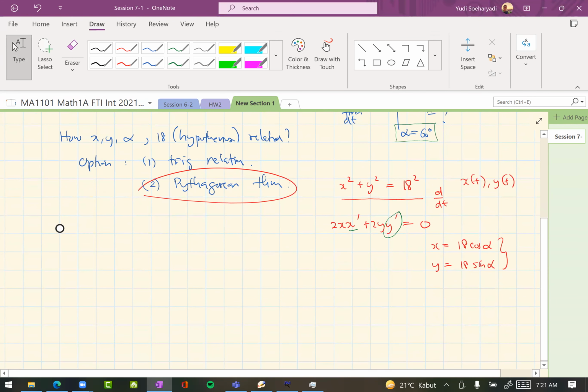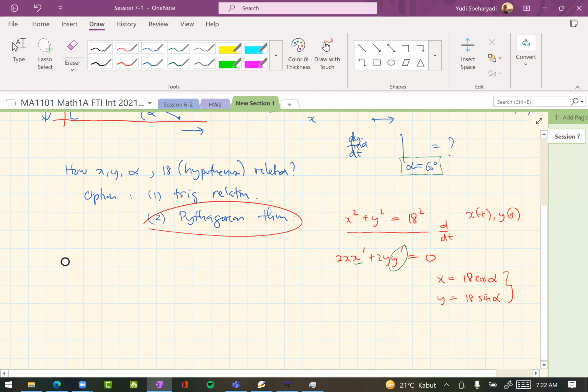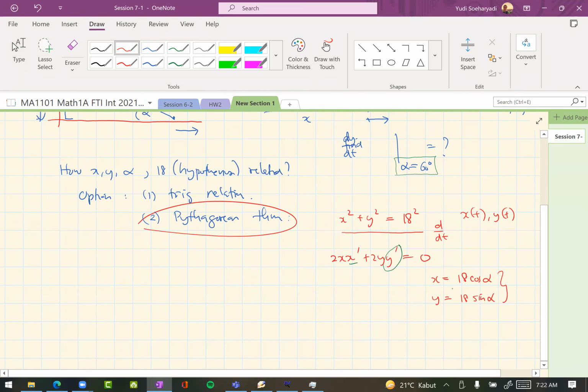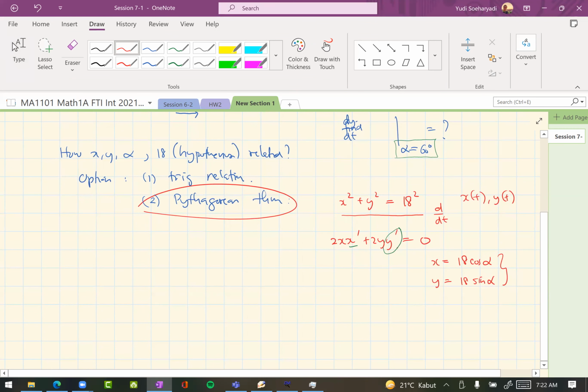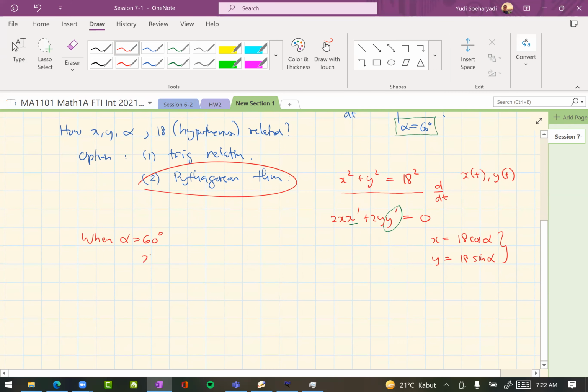All right, so this works fine. You know alpha is 60 degrees, so you can plug into here. So you know all the data, and you can find dy/dt or y prime. So when alpha equals 60 degrees, what is x? x is 18 cosine 60. Cosine 60 is 1/2, right?